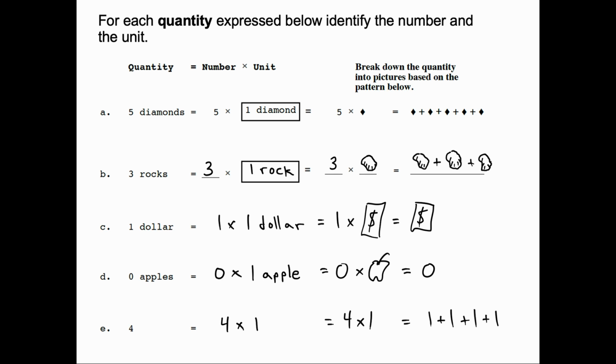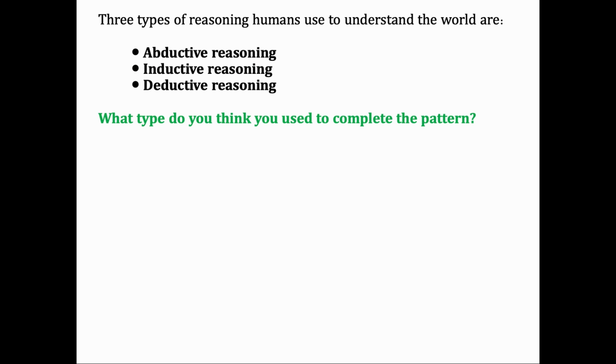At first, this exercise might seem like a child's game, but it's actually an example of an important type of reasoning that humans use to understand the world. The types are abductive reasoning, inductive reasoning, and deductive reasoning. What type do you think you used to complete the pattern? In many problem-solving processes, there may be more than one type of reasoning going on at the same time. However, observing a pattern and assuming that the pattern continues is an example of inductive reasoning. It's all about patterns.